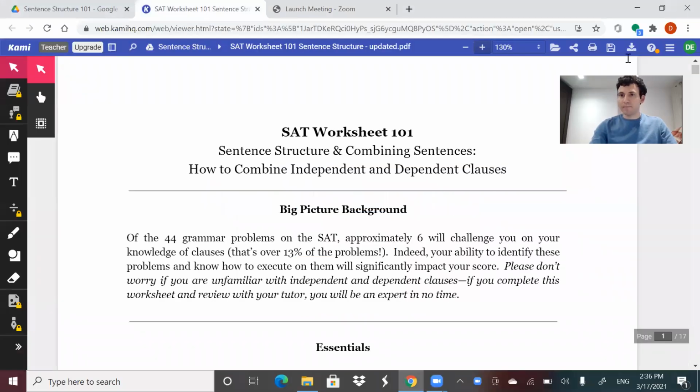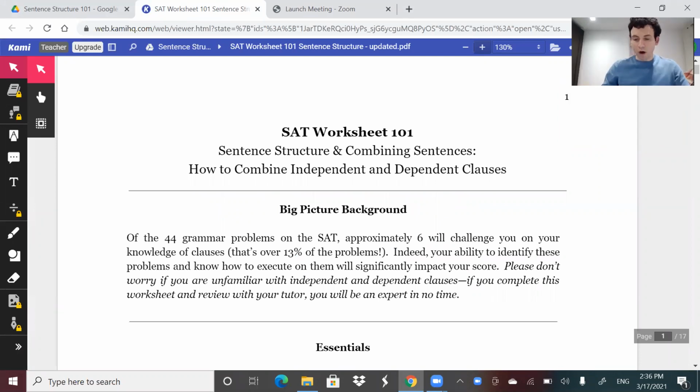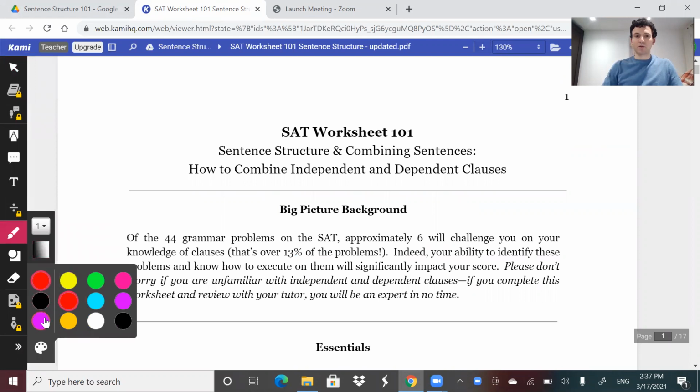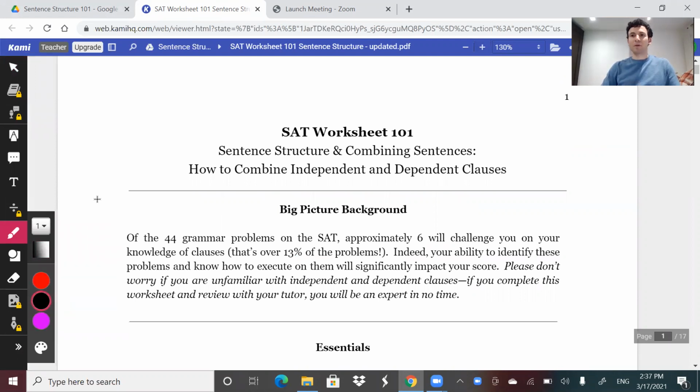Okay, welcome. This is SAT Worksheet 101. This 101 concept is at the heart of both the grammar section of the SAT, which is section 2 and has 44 problems, and the grammar section of the ACT, which is section 1 and has 75 problems.